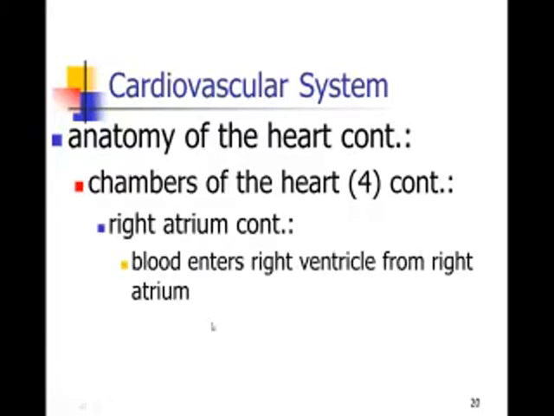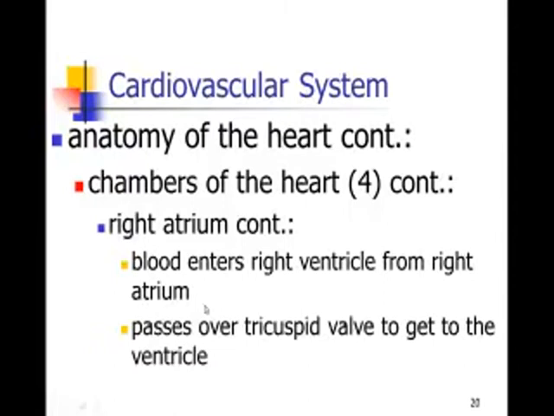So blood is going to come in to the right ventricle from the right atrium. In order to do that, it has to pass over a valve, and the valve would be right, tricuspid. Tricuspid valve is going to have how many cusps? 3.